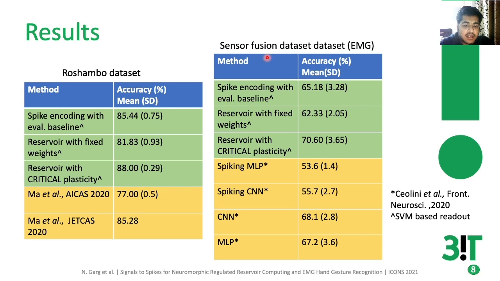For the sensor fusion dataset, where we consider only the EMG subset of the entire dataset, we obtain an accuracy of 65% for spike encoding baseline. This is in turn higher than the spiking MLP and CNN reported in the past. For reservoir with critical plasticity, we obtain a performance of 70%, which is higher than the reported CNN and multilayer perceptron figures.